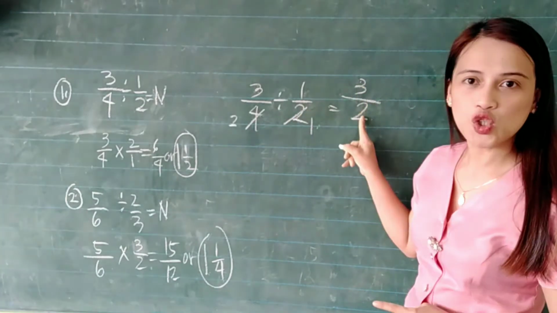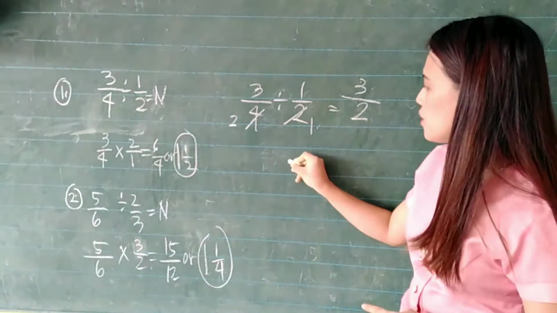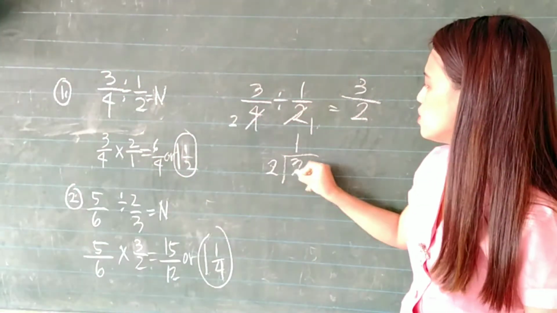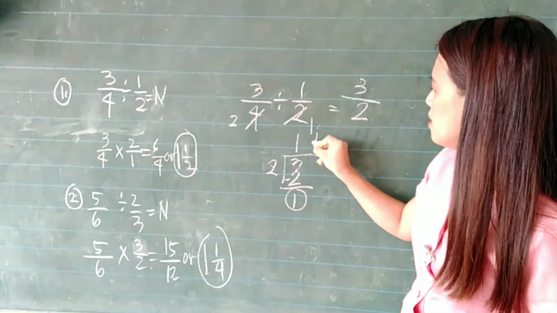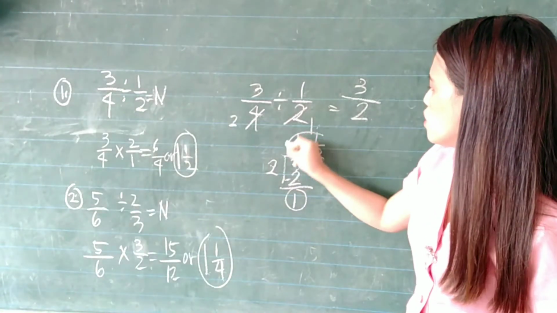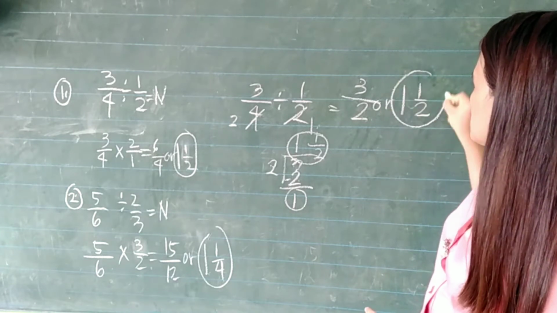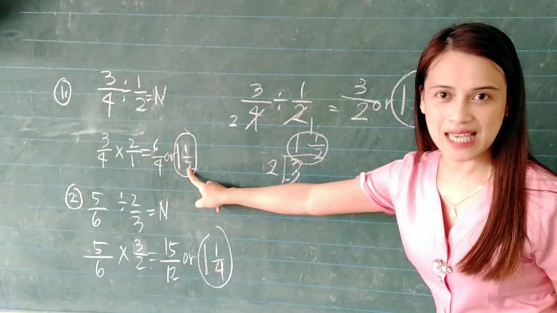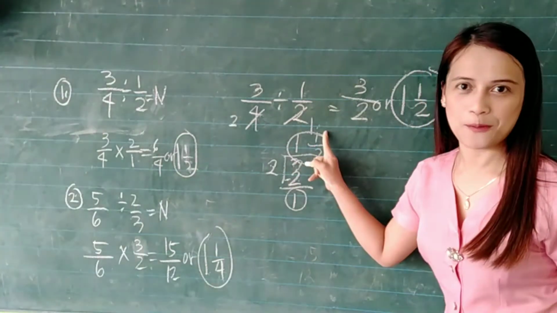So, 3 over 2. Big, small. So, what do we do with it? Divide. So, 3 divided by 2, 1, 2. So, 3 minus 2, 1. Copy 1 over 2. So, 1 and 1 half. So, see, 1 and 1 half. 1 and 1 half, the same answer, but different process. But this process is easier.